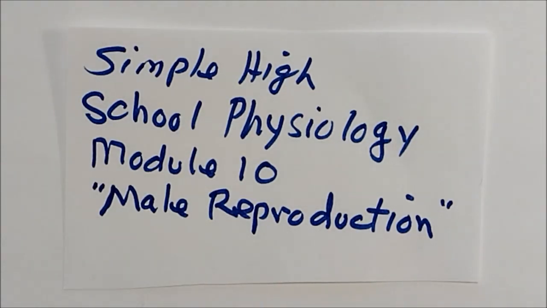The reason we're doing that is that the male system is fairly simple, pretty straightforward. It's the female that's kind of complicated. So we're going to cover the male first and get that out of the way, and then when we come to Module 11, we will go into more detail about the fascinating female of the species.